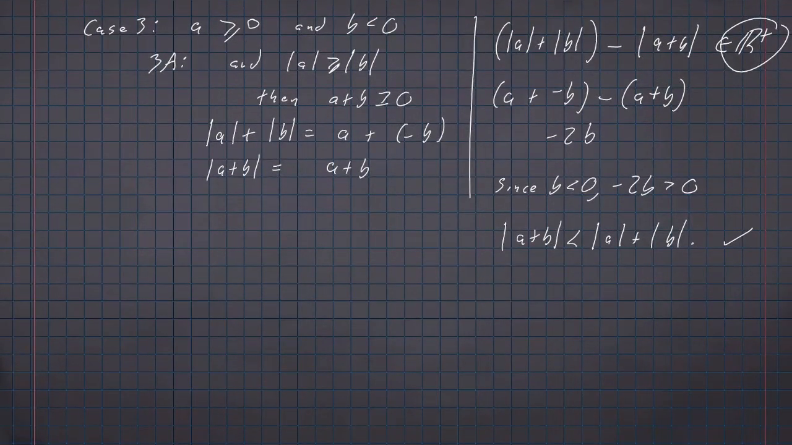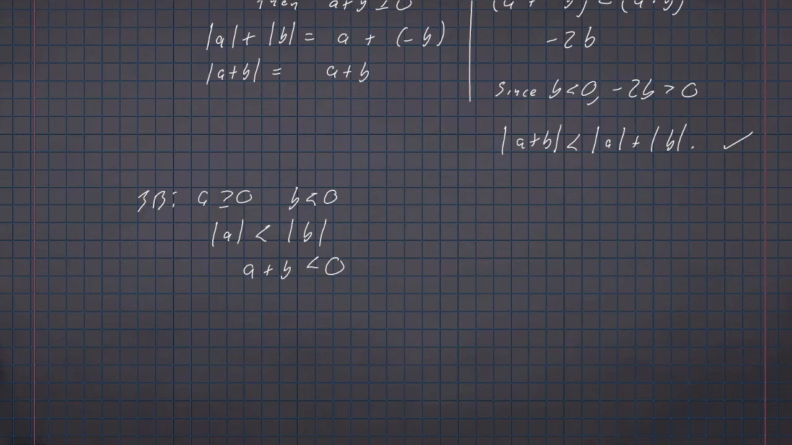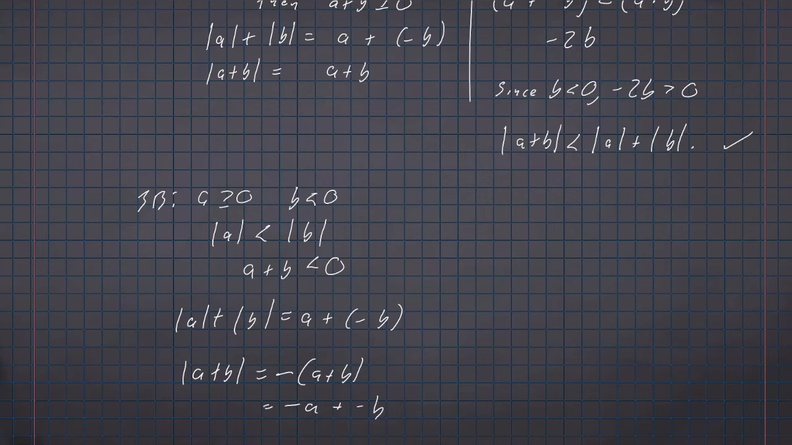Now we turn to case 3b. We still have A greater than or equal to 0. We still have B less than 0. But this time we're going to want the absolute value of A is less than the absolute value of B, which means that A plus B is going to be less than 0. Other than that, the process is going to look similar. Absolute value of A plus absolute value of B is going to be A plus the opposite of B. Absolute value of A plus B is going to be the opposite of A plus B, which is the opposite of A plus the opposite of B.